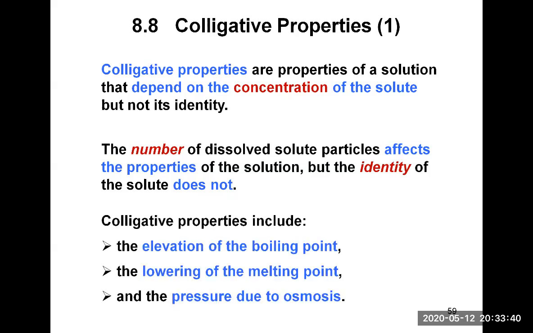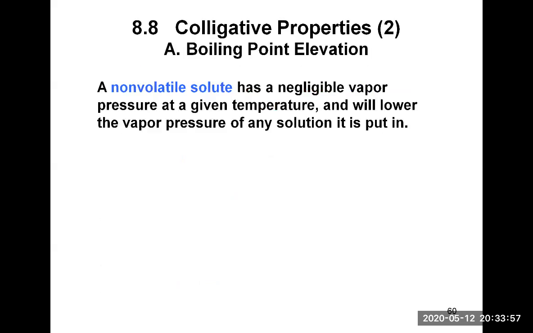And so the colligative properties we will look at are the elevation of the boiling point, the lowering of the melting point, and the pressure due to osmosis. So let's talk about the elevation of the boiling point first.